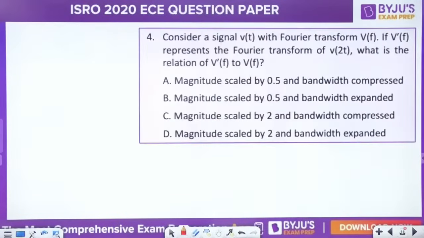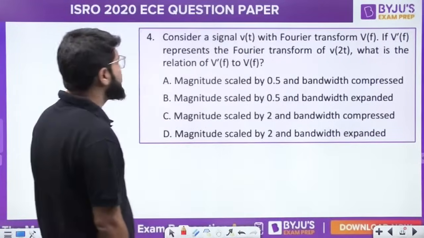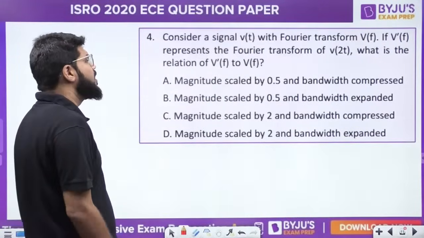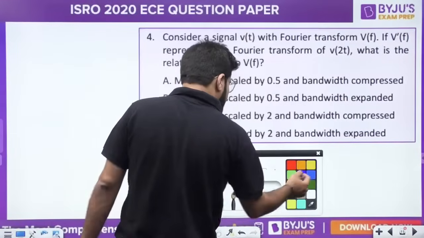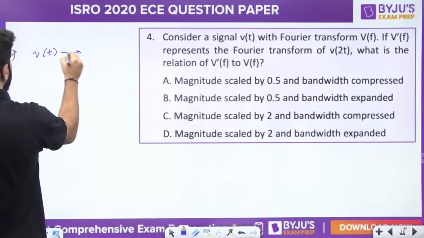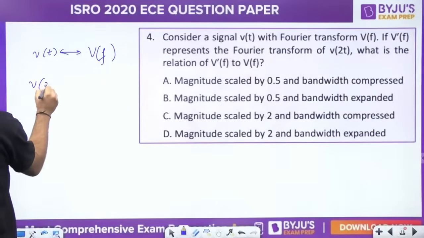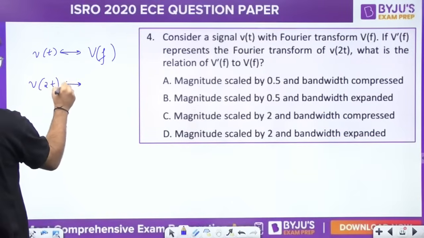Next question, guys. Consider a signal v(t) with the Fourier transform V(f). If V dash represents the Fourier transform of v(2t), what is the relation of V dash(f) to V(f)? This is a property based Fourier transform question. v(t) has the Fourier transform V(f). So as per the basic Fourier transform property, for v(2t), what should be the Fourier transform?